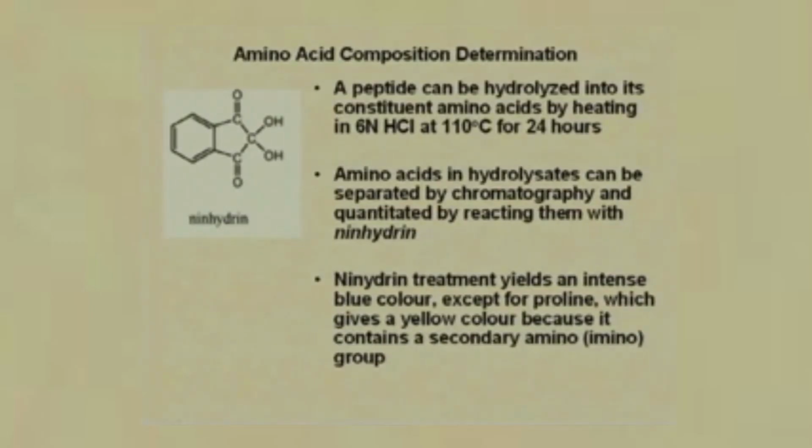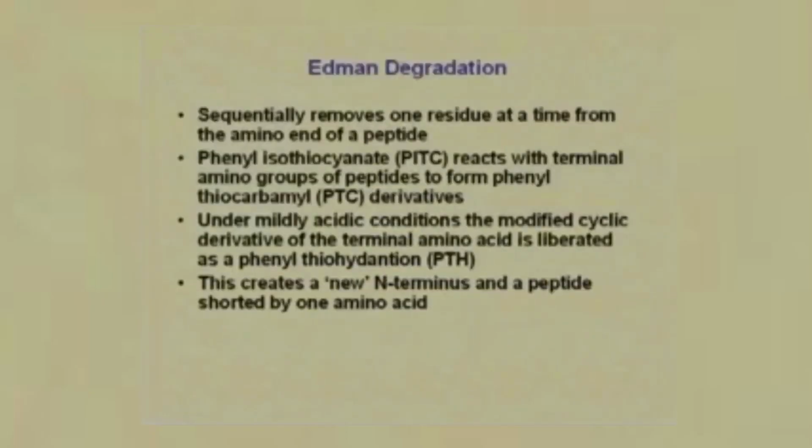But how does that help us? That does not help us with the sequence. It just tells you how many of each you have. But we want to know the sequence. So we do what is called degradation. This degradation is a chemical method that you can use to chop it up. What we studied for chymotrypsin was an enzymatic mechanism, right? An enzymatic mechanism where we have a breakup.